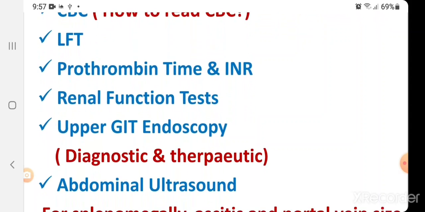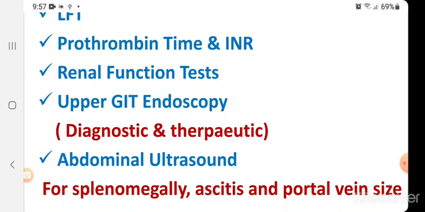You do upper GIT endoscopy, and upper GIT endoscopy is diagnostic and therapeutic. You can diagnose from where the bleeding is coming, and then by the endoscope you can treat the condition. If it is esophageal varices or gastric fundal varices, or even ulcers in the stomach or ulcers in the duodenum, you can treat it by endoscopy.